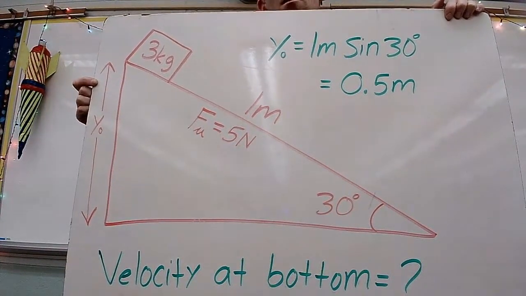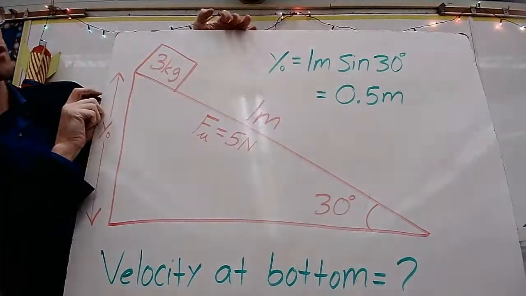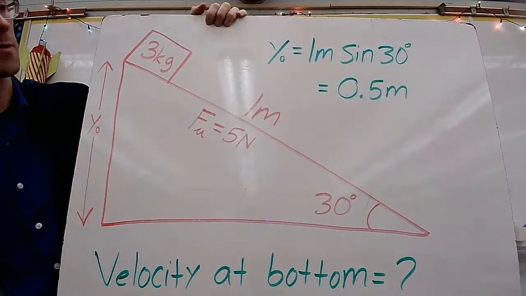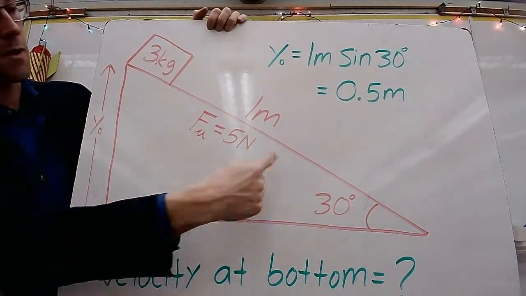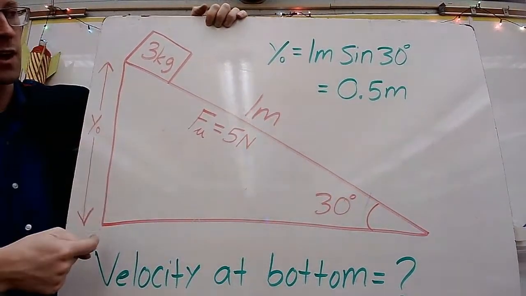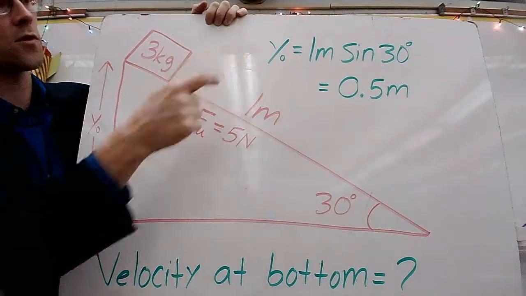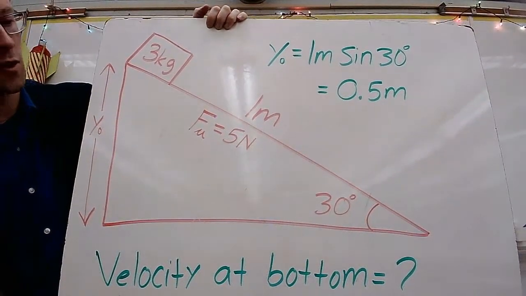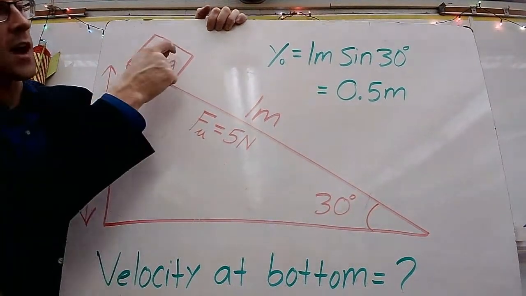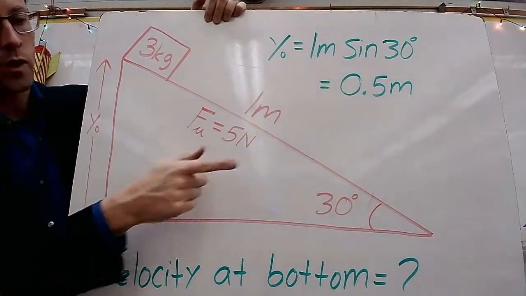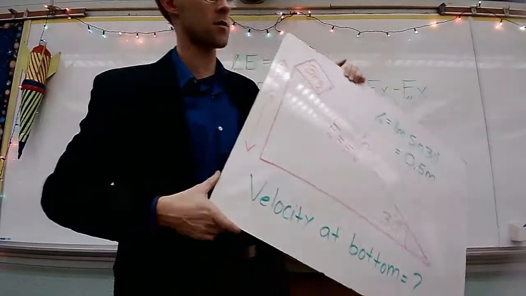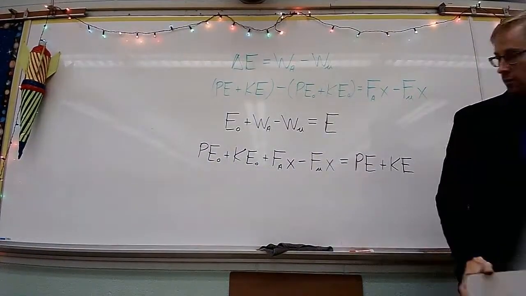And you can find that original height just by using a sine relationship. Sine is equal to opposite over hypotenuse, and your hypotenuse is 1. You have your angle of 30 degrees. This is the opposite side. So when you do that, you can actually solve directly for that height, and you get 0.5 meters for it. Now the question here is going to be, what is the velocity that this mass has when it reaches the very bottom of this ramp? And that's what we're going to go ahead and try and solve for in this, our first example.